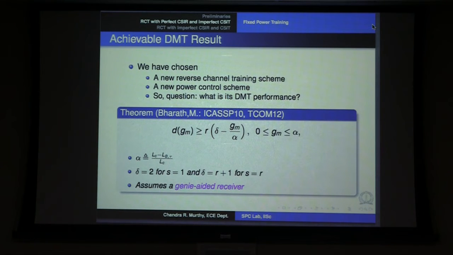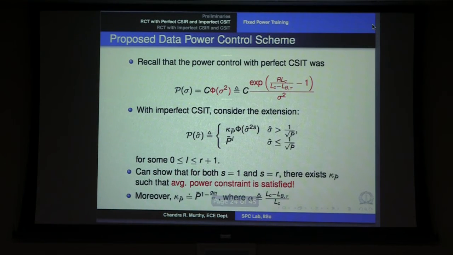which is that it is R times delta minus GM over alpha, where alpha is now LC minus LB tau, that's the training duration, divided by LC. And again, delta equals 2 when S equals 1, and delta equals R plus 1 when S equals R. So in flavor, the result is very similar. It also assumes a genie-aided receiver where the power control, that is P of sigma hat, is assumed to be known to the receiver using a genie.